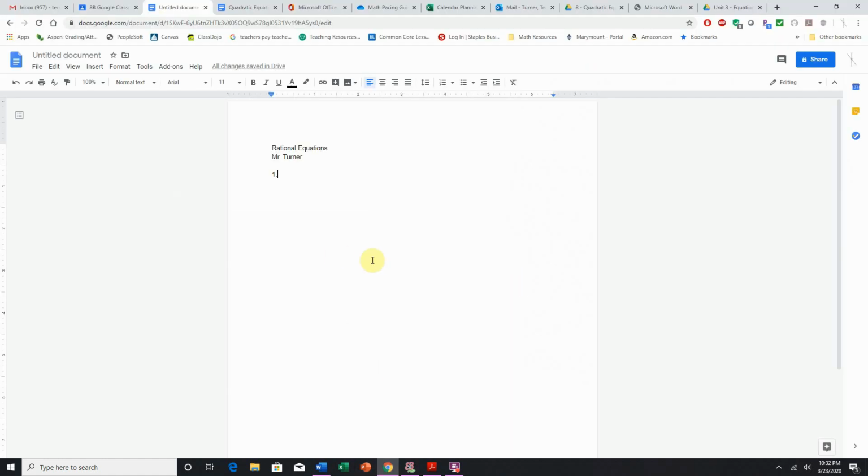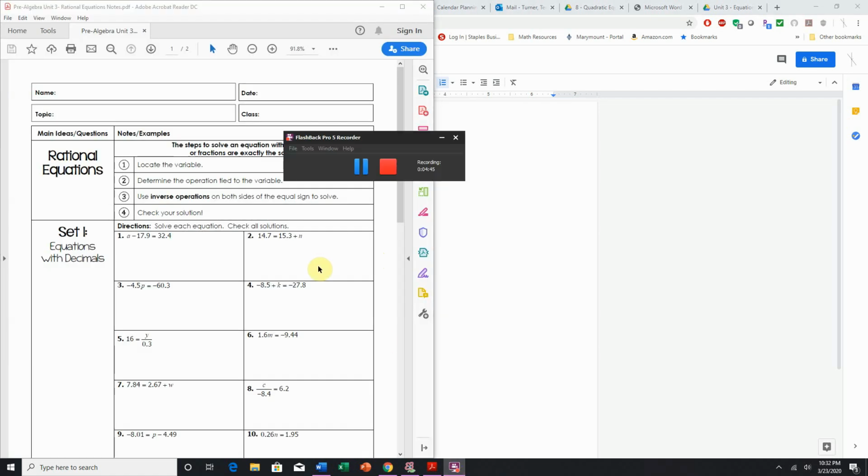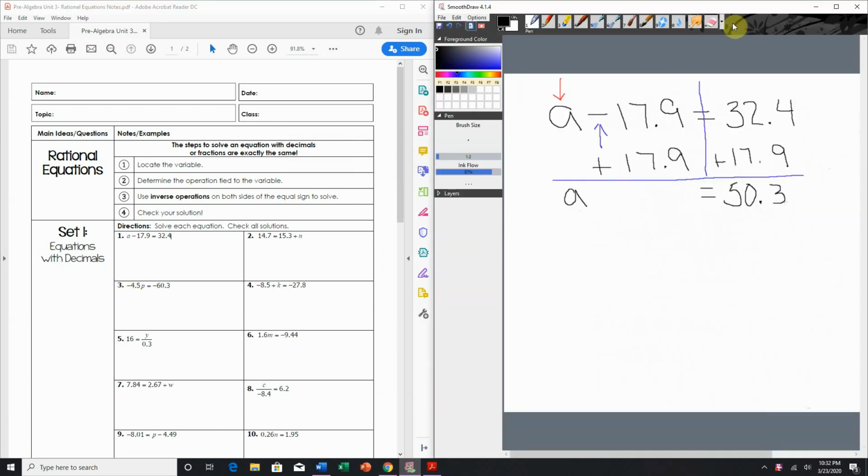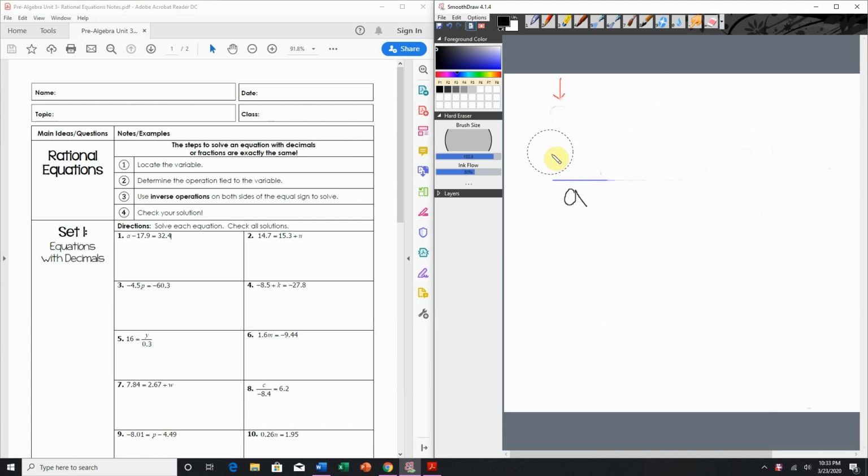So we know number one. So we go back to our answer sheet. Number one, a equals 50.3. And this is what I'll be looking for you guys to turn in as well. Okay, so number two, we're actually going to skip number two and you guys are going to do that on your own. And we're going to go to number three. So let's bring our whiteboard back up. Go ahead and erase everything here.